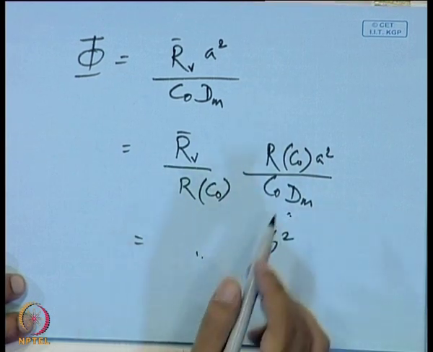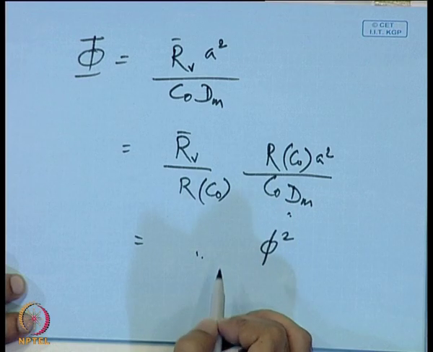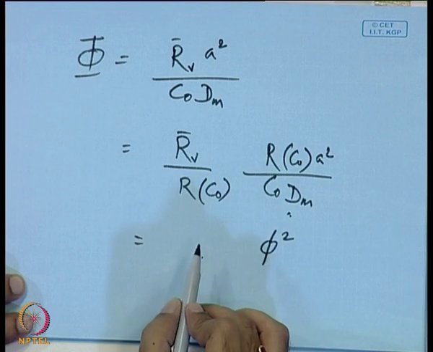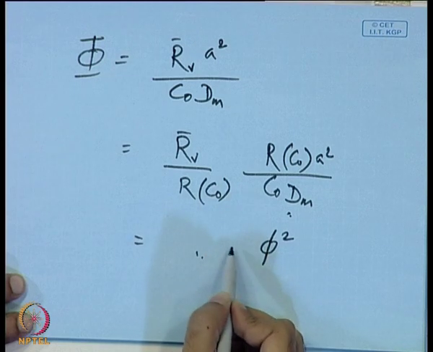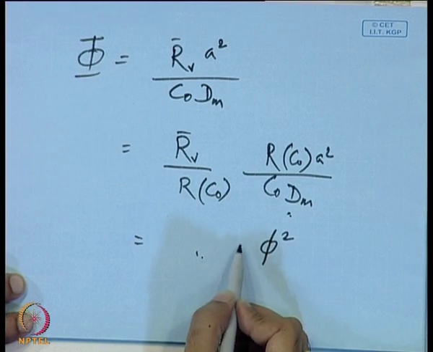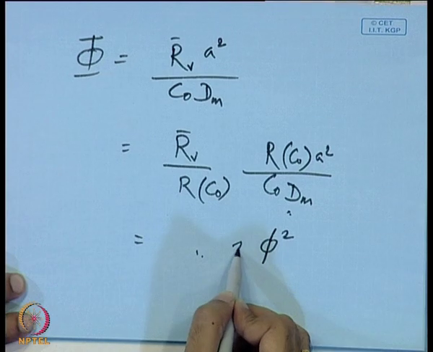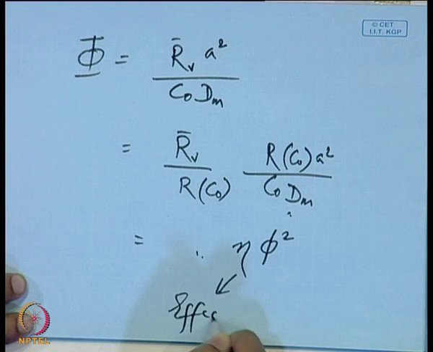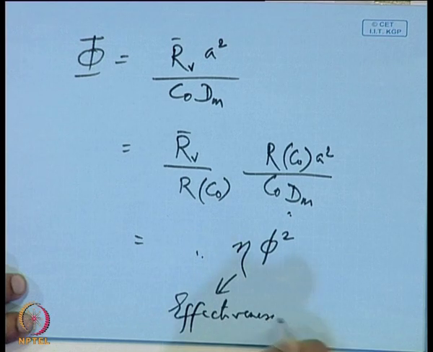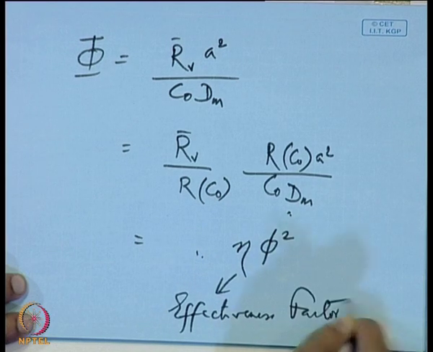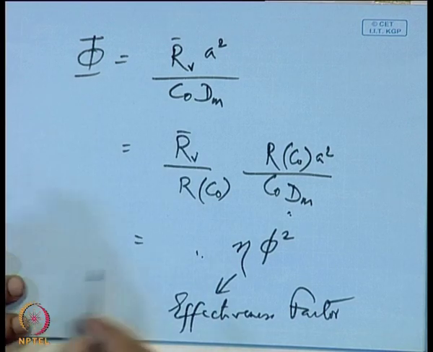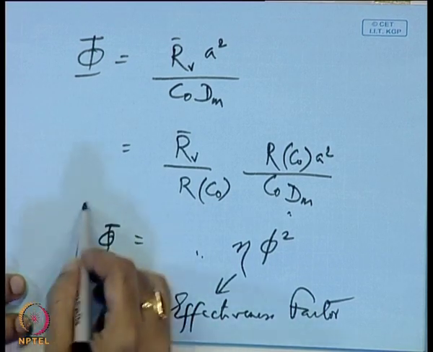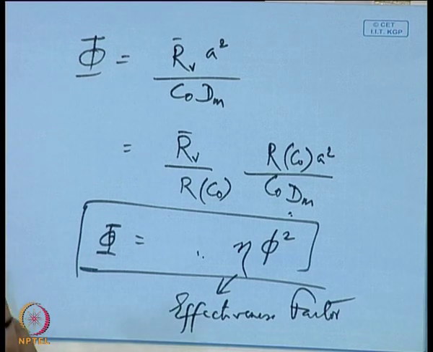What is this? What is RV? Effectiveness factor. Okay. So, my observed Thiele modulus is actual Thiele modulus or intrinsic Thiele modulus times the effectiveness factor.